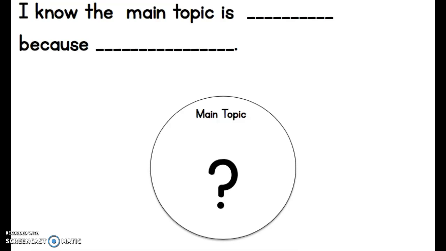Okay, do you know what the main topic is? Go ahead and get this piece of paper. It says, I know the main topic is blank. What was that article about? And then you're going to say why. Because. I know the main topic is blank because blank. What was that text mostly about?